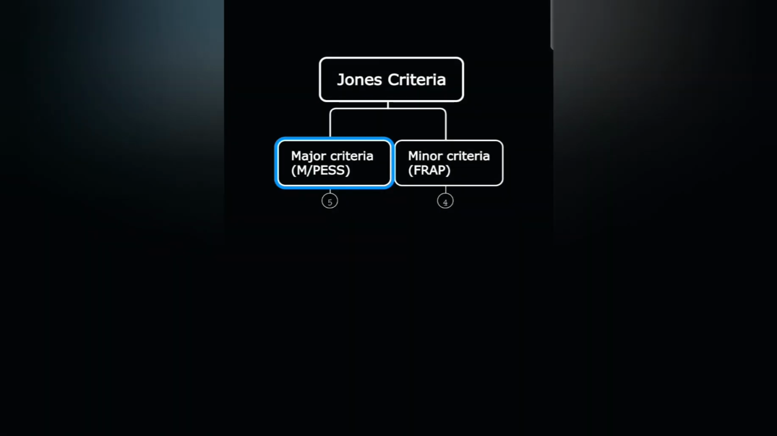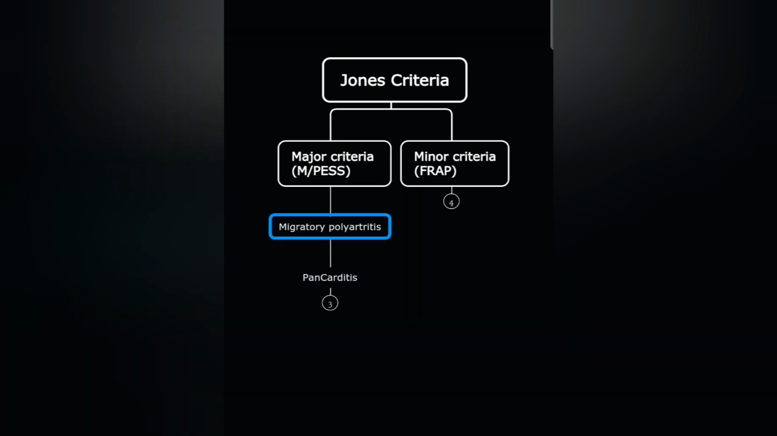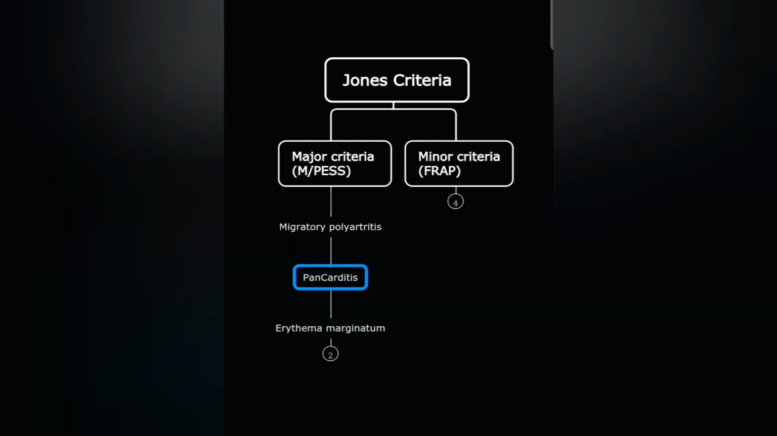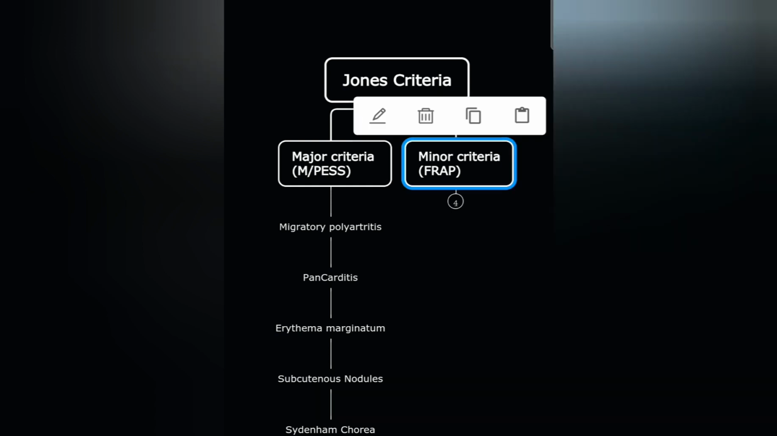Jones criteria. It includes major criteria. Remember it by using mnemonic PES or MES. P stands for pancarditis, which includes endocarditis, pericarditis, myocarditis. M stands for migratory polyarthritis. E for erythema marginatum. S for Sydenham chorea. Second S for subcutaneous nodules.